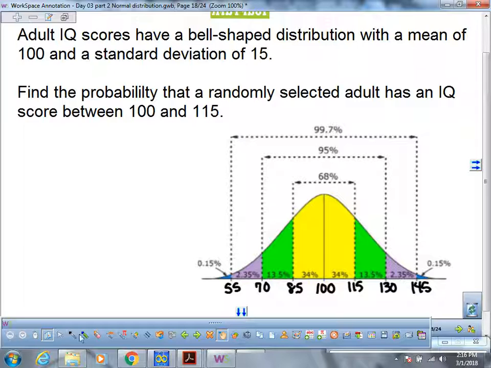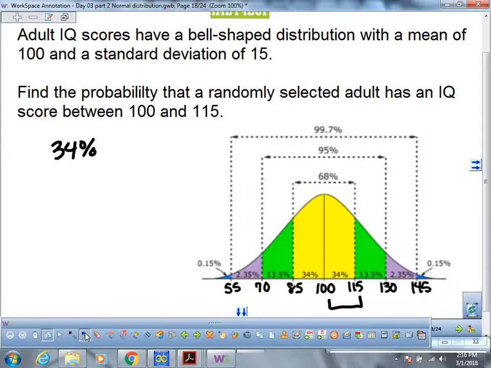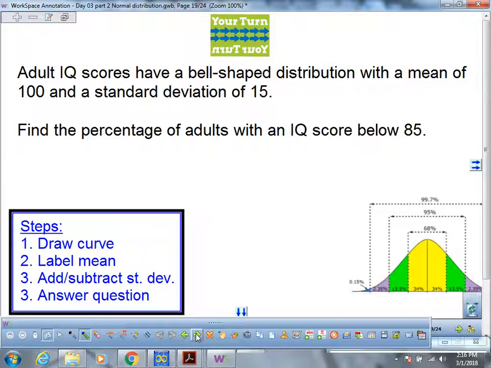Okay, 100 and 115. Okay, I'm feeling much better now. Between 100 and 115 is 34%. If I needed to highlight that, I could. Between 100 and 115 is this part of the curve. 34%. Raise your hand if you don't understand where I'm getting that number from. Okay. Next one.